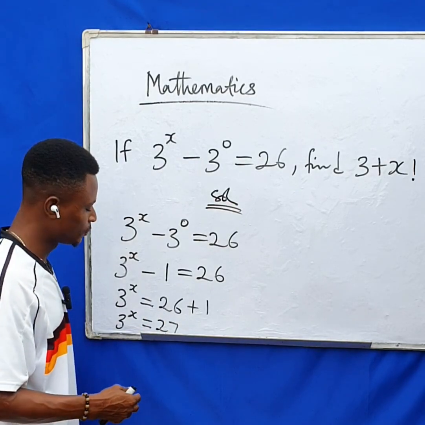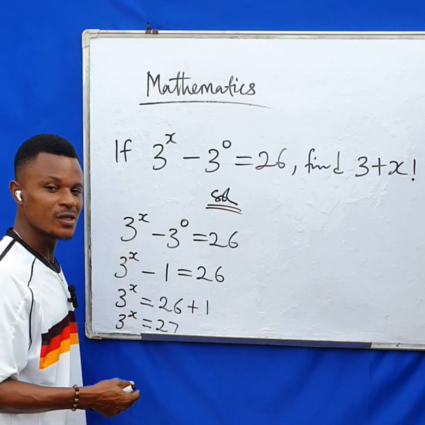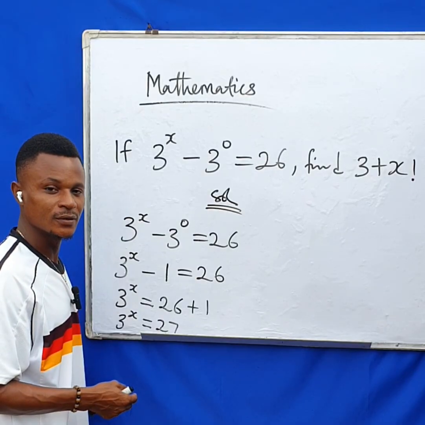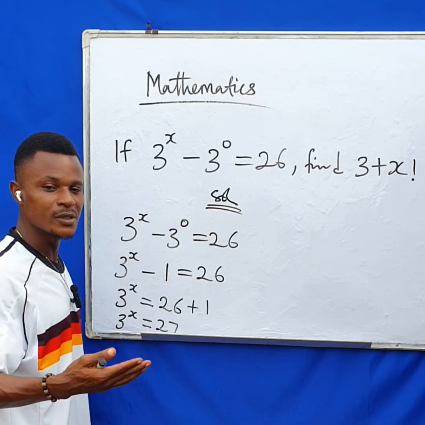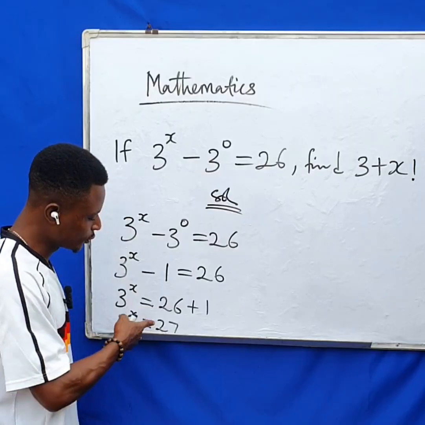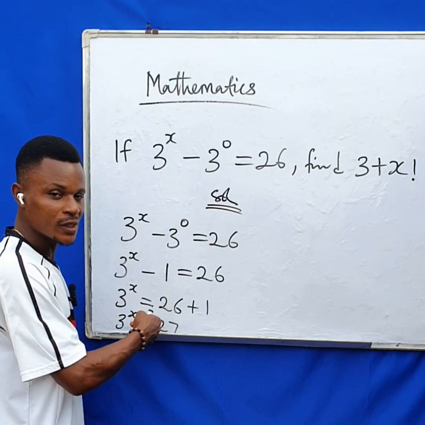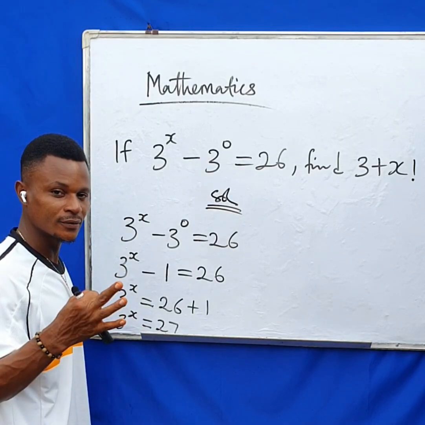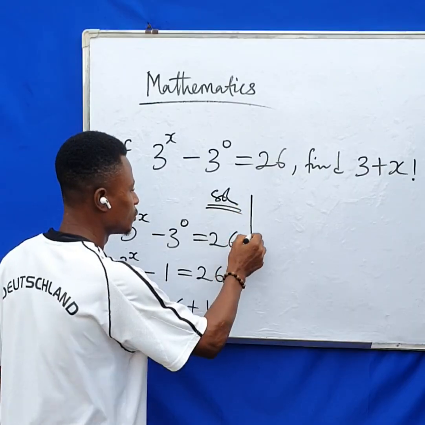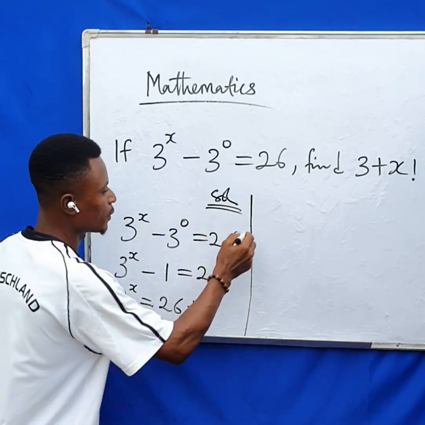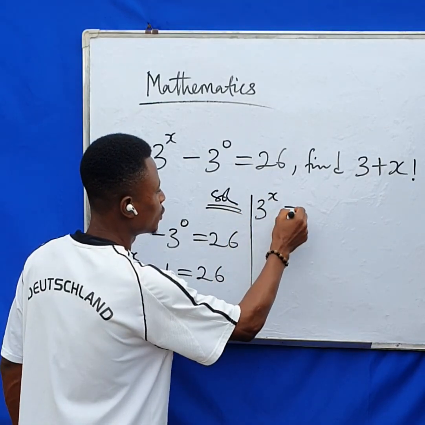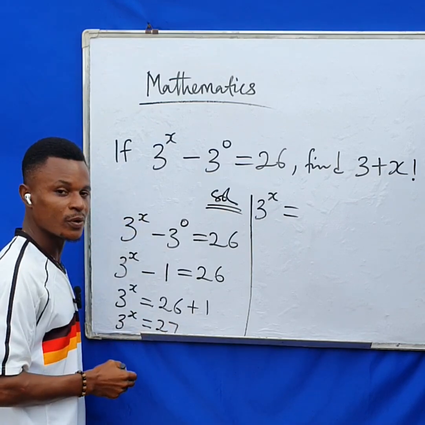It's very simple. 27 is the same thing as 3 raised to the power of 3. Why? Because 3 times 3 times 3, into 3 places, will give us this 27. So in place of this 27, we are going to write 3 raised to the power of 3. So we have this 3 raised to the power of x equal to, in place of this, we write 3 raised to the power of 3.